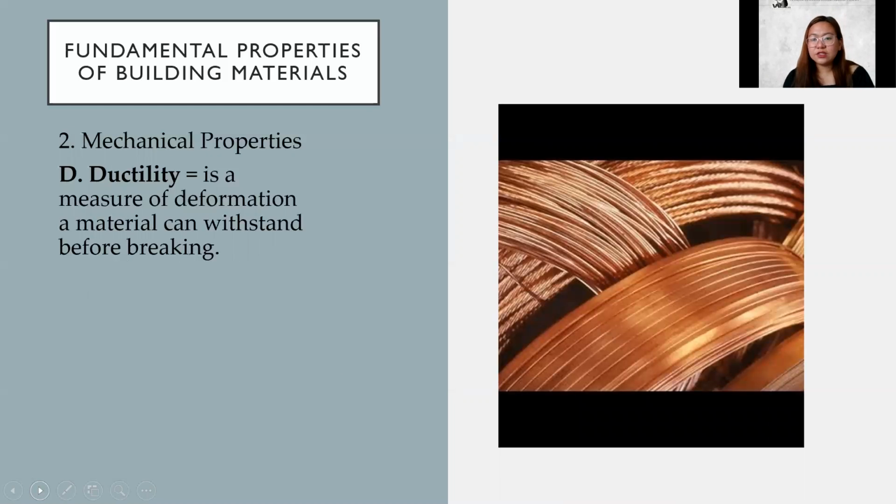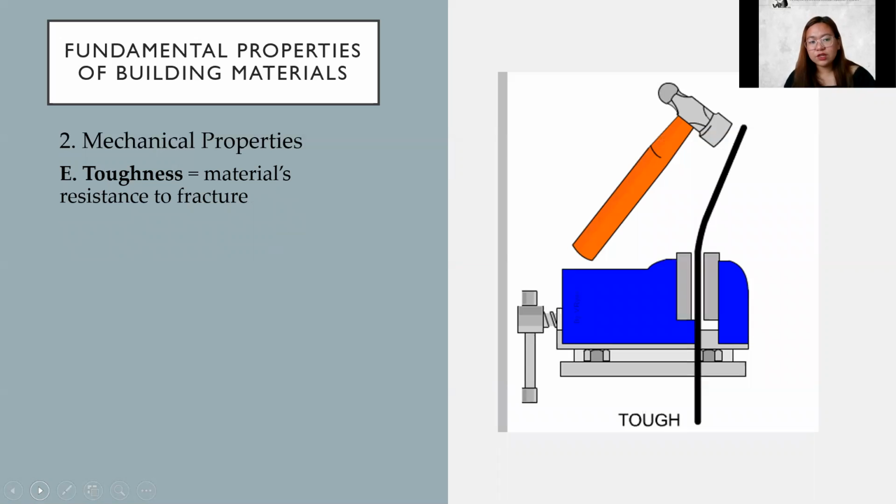Okay, next is ductility. So it's a measure of the deformation a material can withstand before breaking. So, isang material na may magandang ductility is yung metal natin, which is converted into wires. Next is toughness. So, this is material's resistance sa fracture. So, kapag inexertan mo ng pressure yung isang material, at hindi siya nag-break or sumunod lang siya dun sa pressure mo, ibig sabihin yung material na yun is tough, or it has good toughness.